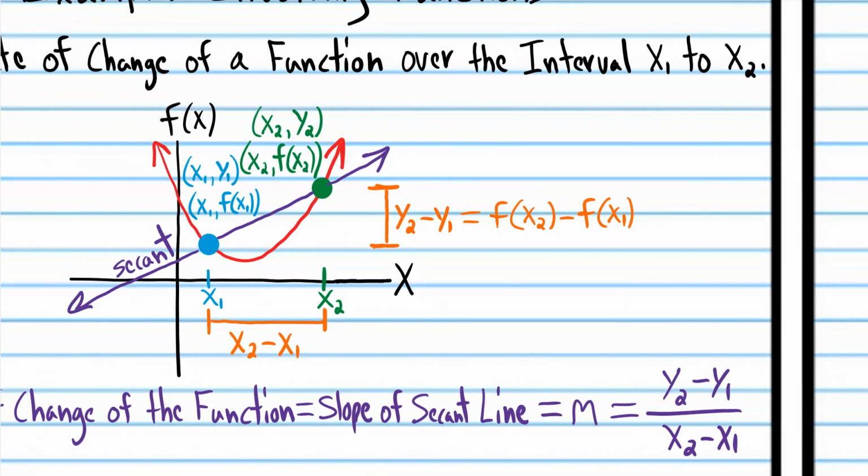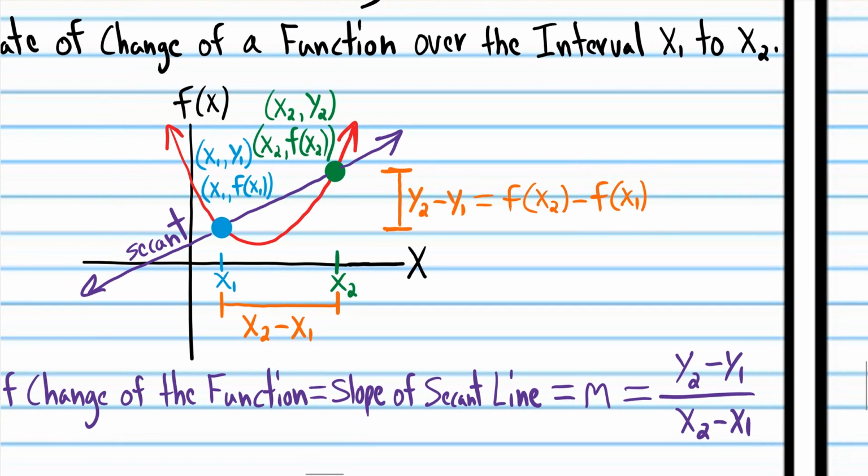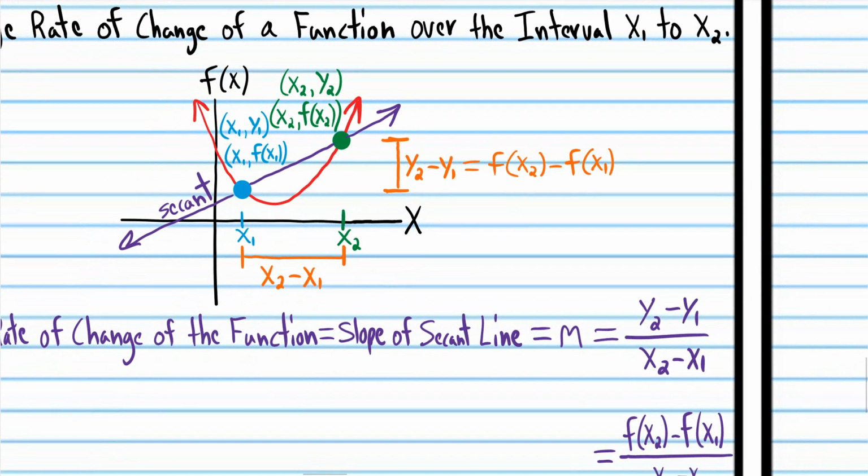Now, remember, y2 can also be written as f of x2. They're the same thing. And y1 can be written as f of x1. And in this case, it's actually more appropriate to use this notation because the vertical axis is not called y, it's called f of x. So we use this notation here.